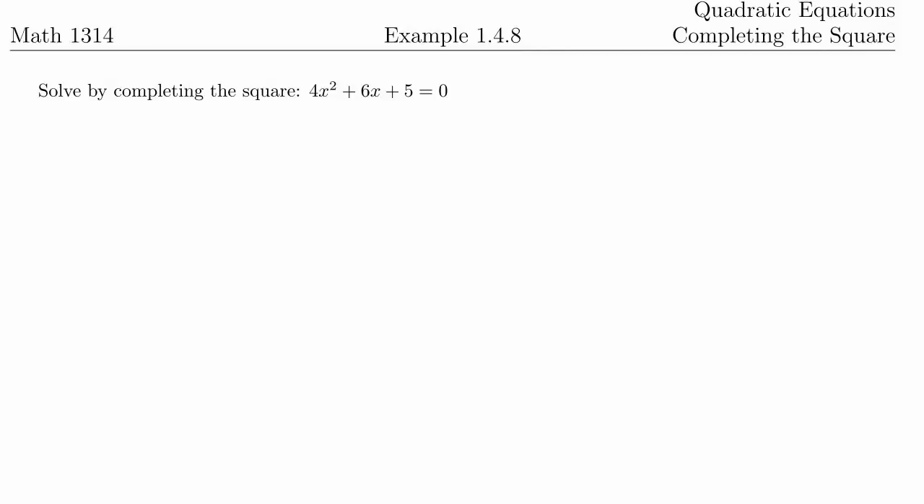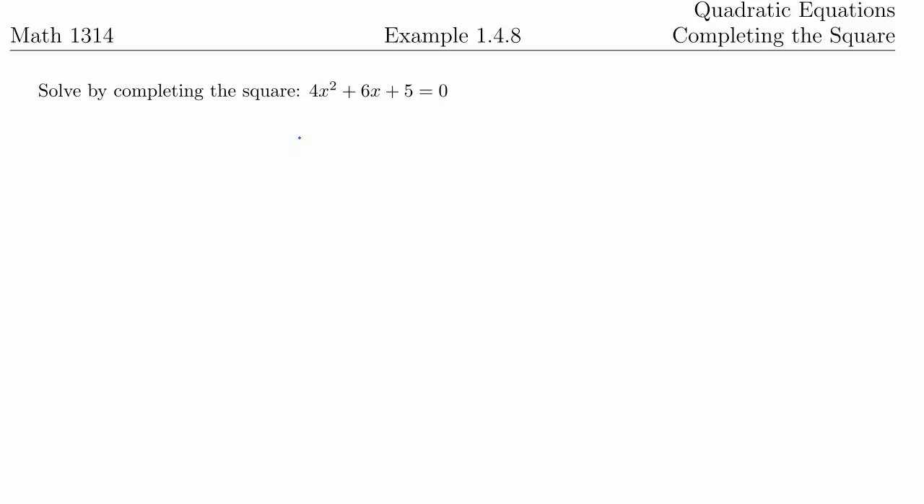Hello. The following is the solution for how to do the next example that you should have done on your own for completing the square. This was example 8 on section 1.4. We want to complete the square for 4x squared plus 6x plus 5 equals 0.